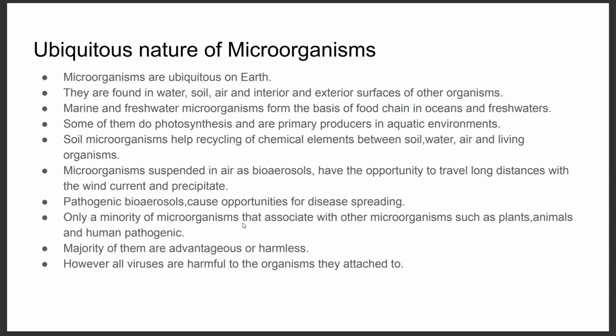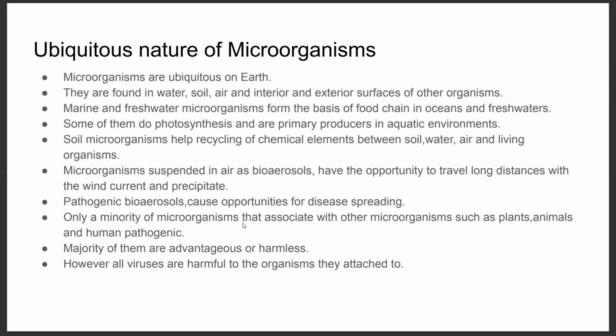Okay. Then, marine and freshwater microorganisms form the basis of food chain in oceans and freshwaters. Have you heard about something called, there is another type of organism called phytoplanktons, right? So, they are living in aquatic environment. They can do photosynthesis. That's why they form the basis of food chain in oceans and freshwaters. Microorganisms who live in marine and freshwater bodies, they can do photosynthesis. So they form the basis of food chain.